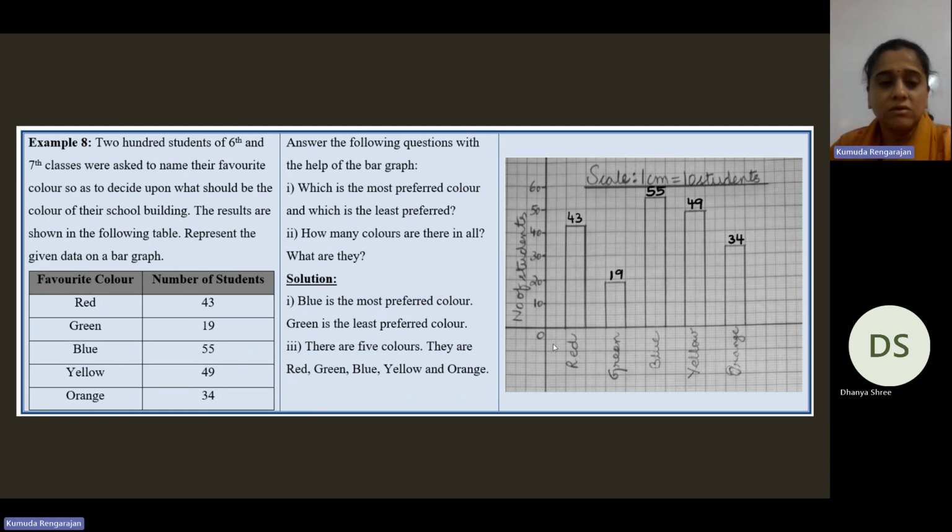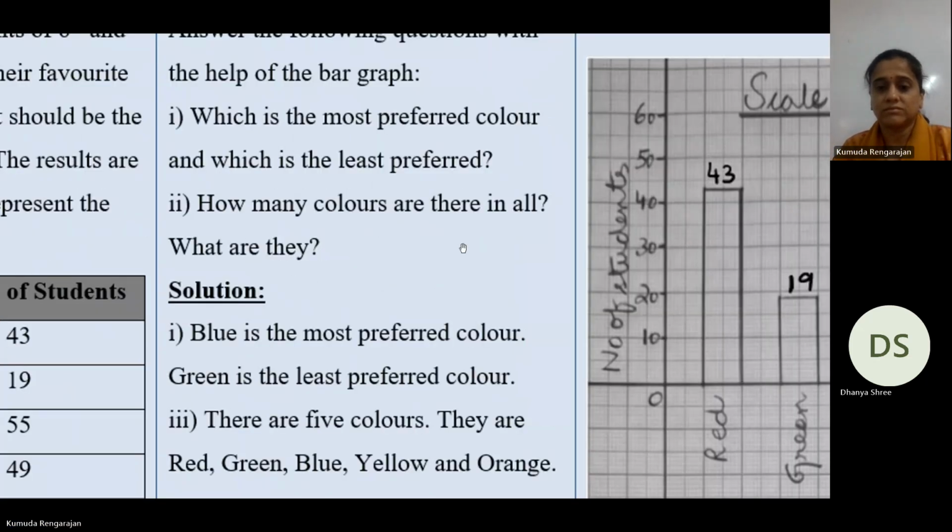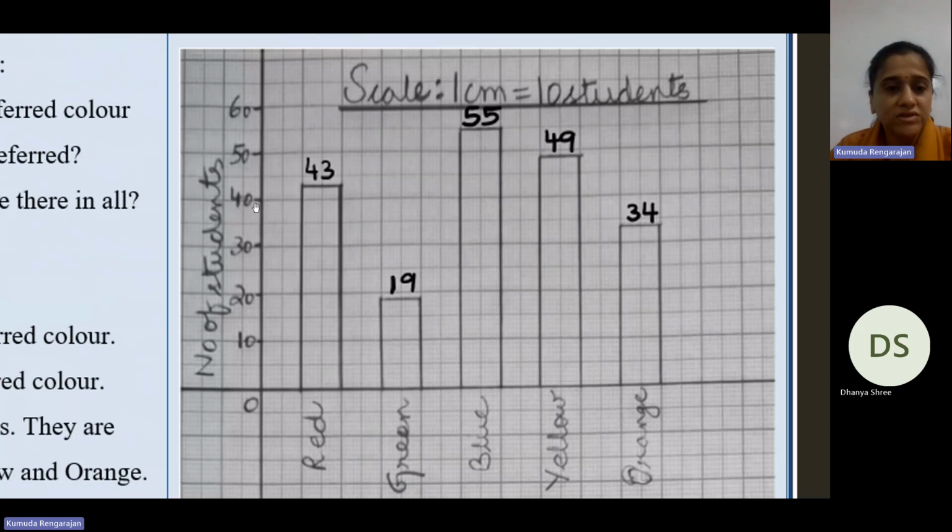Is that fine? Now, red 43. Now this is 40. Then the line after that is 41. After that is 42. The next one is 43. So the rectangle should be that tall. And write 43. See, this is 45. This is 40, this is 45, this is 50. So below that is 44. Below that is 43. Correct?